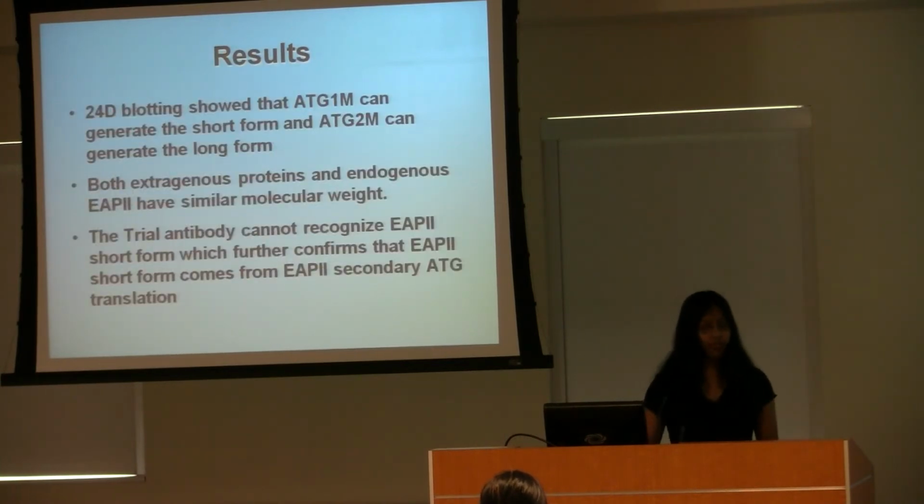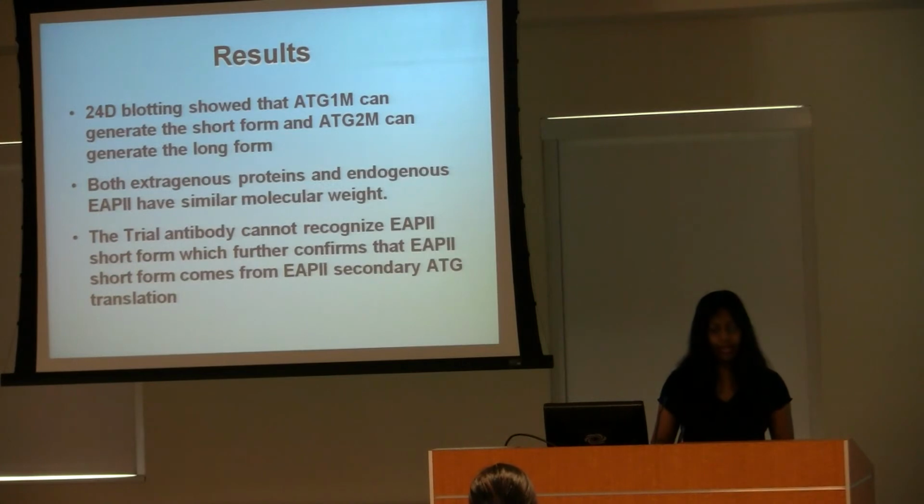The results, therefore, are that 2,4-D showed that both mutants respectively generate the short form and the long form. And also that the molecular weight for each of the forms were quite similar. And the Trial antibody did not recognize the short form, which further confirmed the hypothesis that EAP2 short form does come from ATG2M.